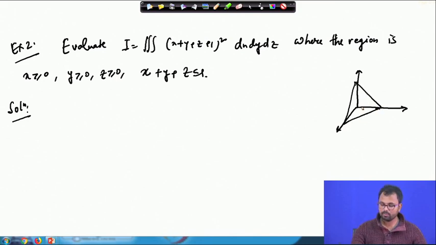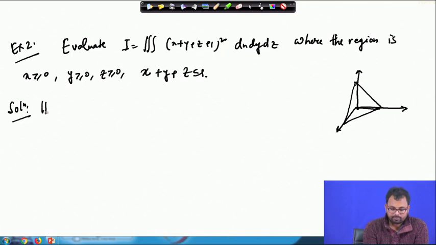Now, we have to consider the fact that x is positive. That means all the points of the region lying on the positive side of the x axis. Similarly, y is positive, so we consider all the points on the positive side of the y axis, and z greater or equal to 0, all the points on the positive side of the z axis. Then x plus y plus z less or equal to 1 is the part below the plane, forming a bounded region.